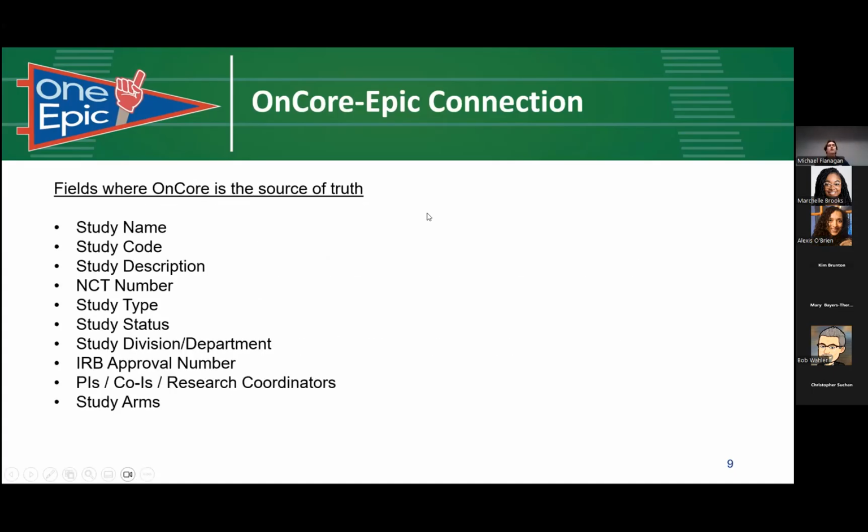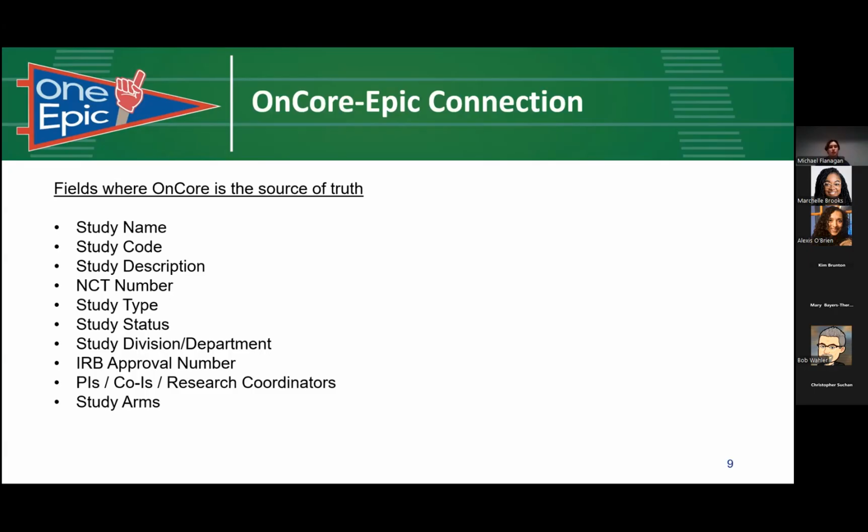Okay, so talking through what are those particular fields where Encore is going to be the source of truth. So still the study name, what the code is, description for the study, the NCT number, study type, so whether that's an observational or interventional study, study status, whether this is an actively recruiting study, whether it's active but not open to accrual, what study division or department. So is this being run by cardiology? Is this being run by neurology?